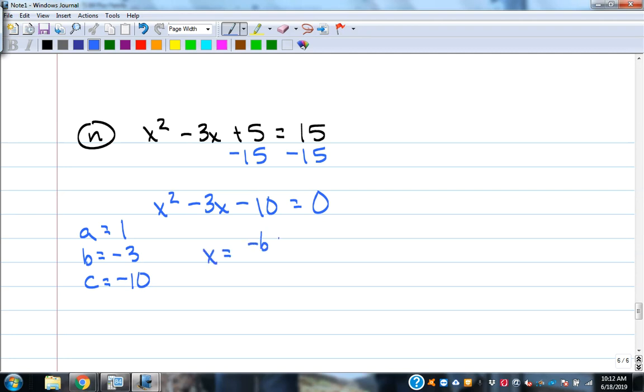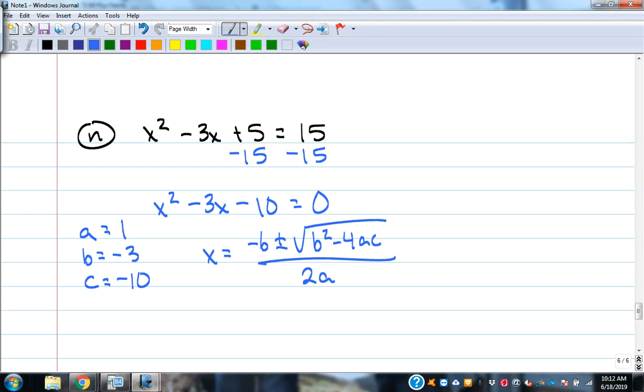X equals -b plus or minus the square root of b squared minus 4ac, divided by 2a. So I'm just writing that formula again. It kind of helped me memorize it a little bit so I don't have to look back so much for that.